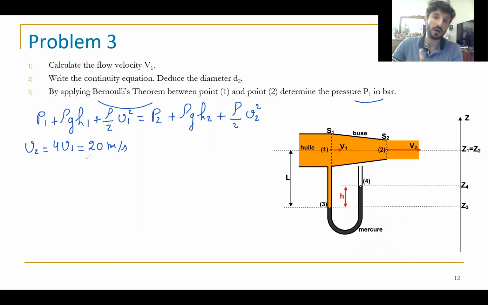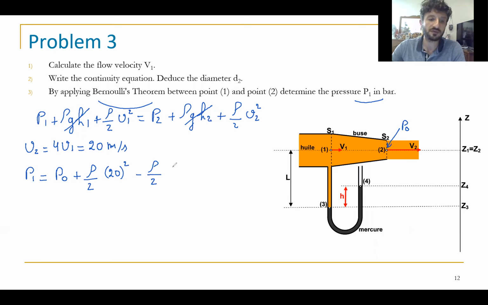Okay, I need to calculate P1. We start, you know, h1 equals h2. So P1 equals P2, and I said P2 equals P0. We can say here P0 plus rho over 2 times 20 square, minus rho over 2 V1 square. We have V1 equals 5, so 5 square equals 25. Okay, so P1 equals P0, 10^5 Pascal, plus rho of the oil, which equals 800.